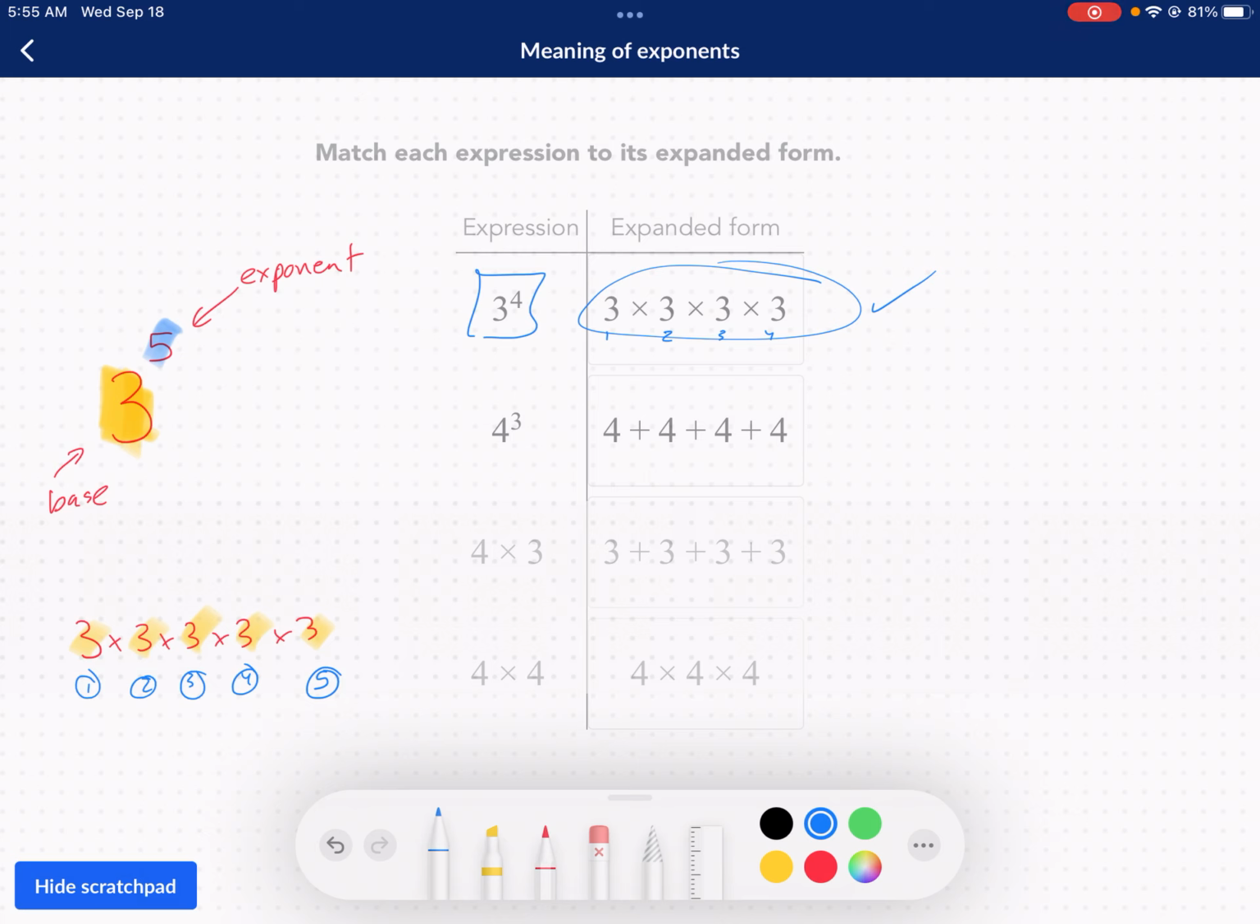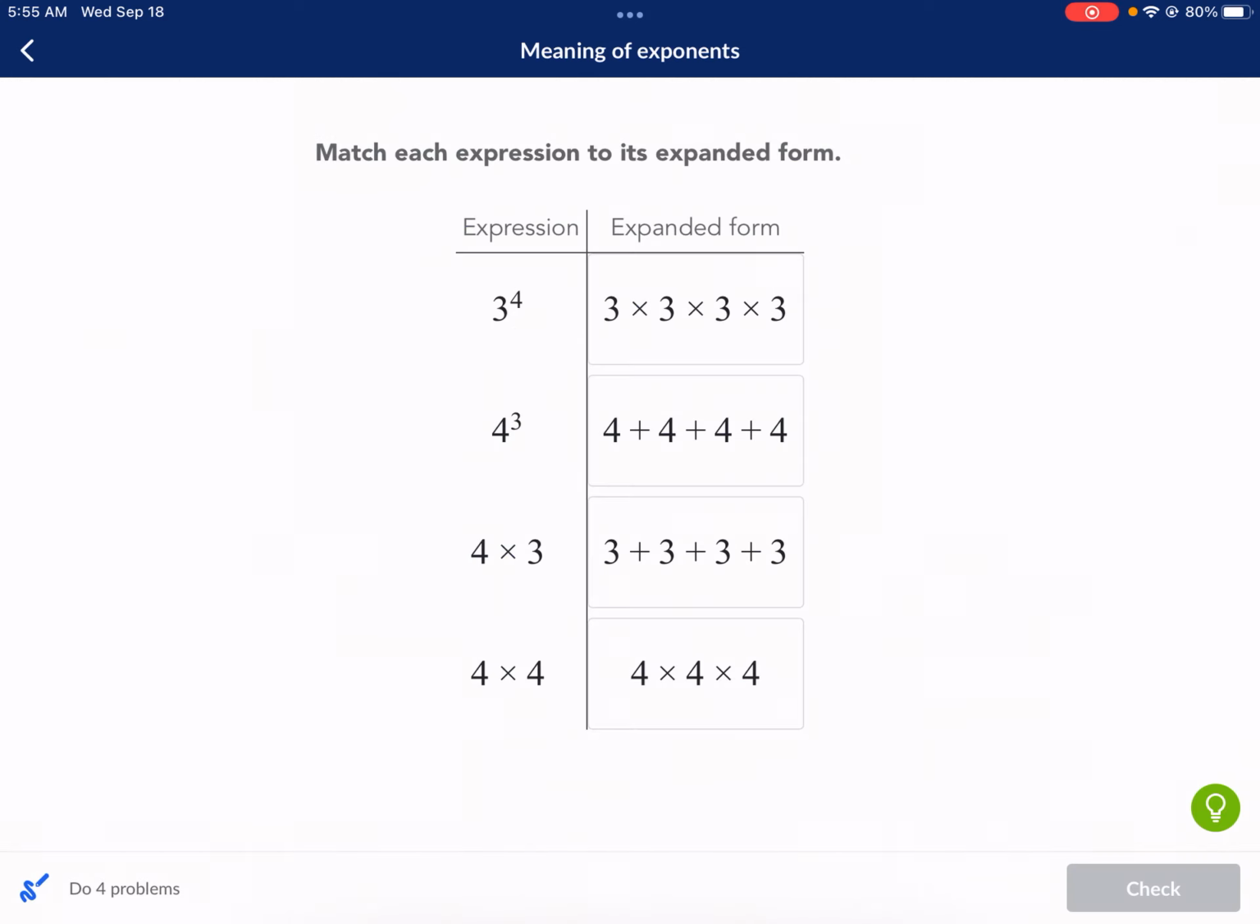Moving on to number 2, we have 4 to the 3rd power. It is not that, so there's nothing about that that's correct. We instead need to find repeat multiplication of 4 times itself 3 times. The base is 4, so we need 4 to be the number we're multiplying by itself. And the exponent is 3, so it needs to be 3 times. So I need to move this up there.